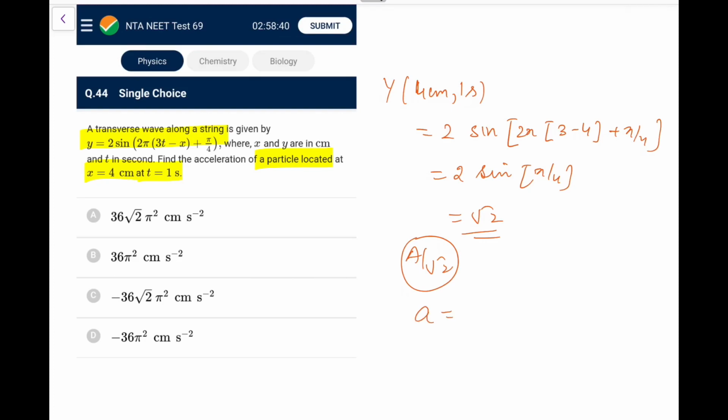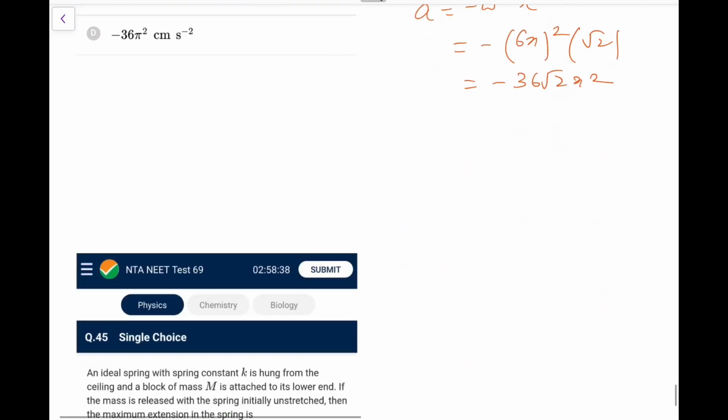And going by the logic of acceleration, because it is positive, acceleration is minus omega square x. So omega from here you can make out that is 6 pi, x is root 2, so minus 36 root 2 pi square centimeter per second square. So go for option C using the analogy of the SHM, because every particle executes SHM when the wave propagates.